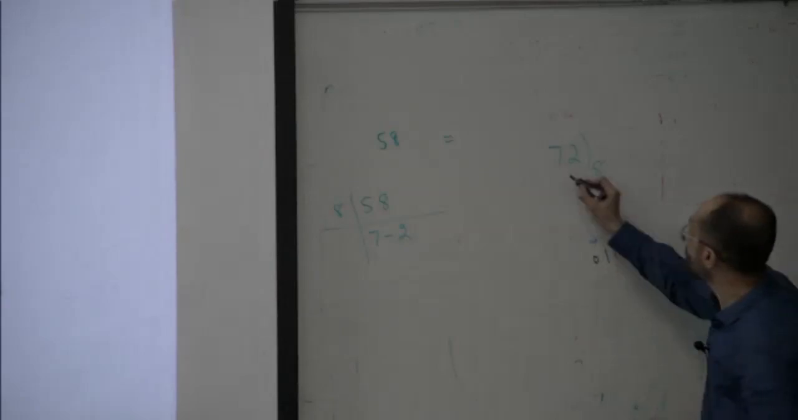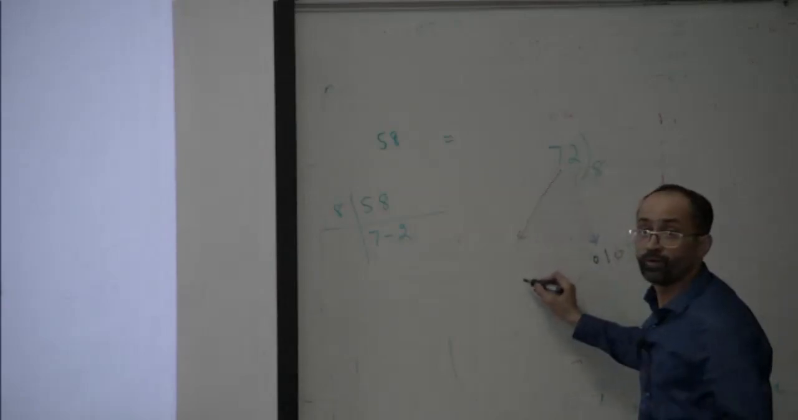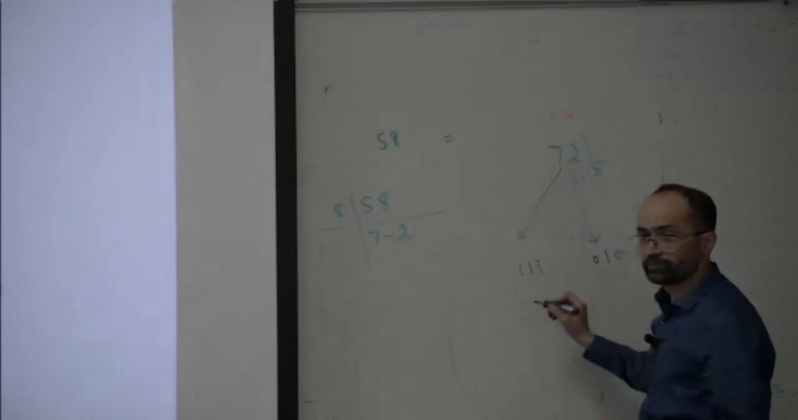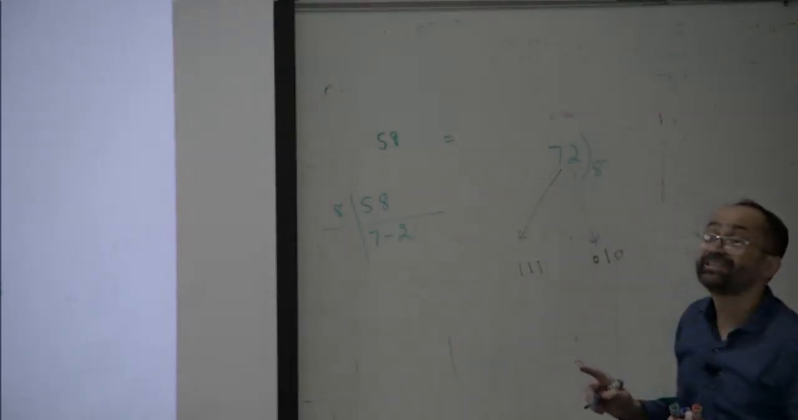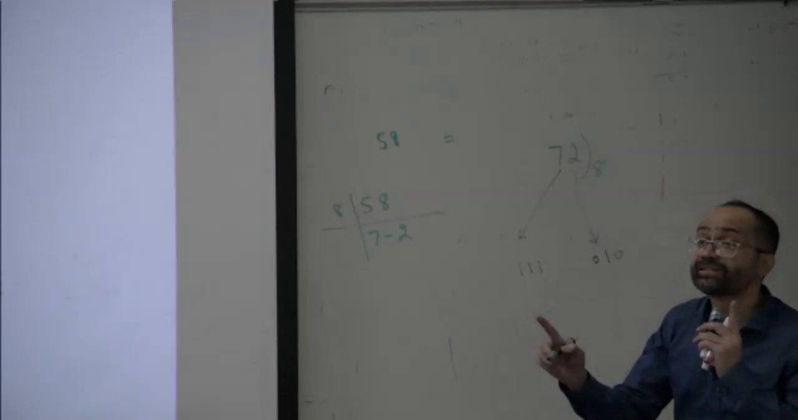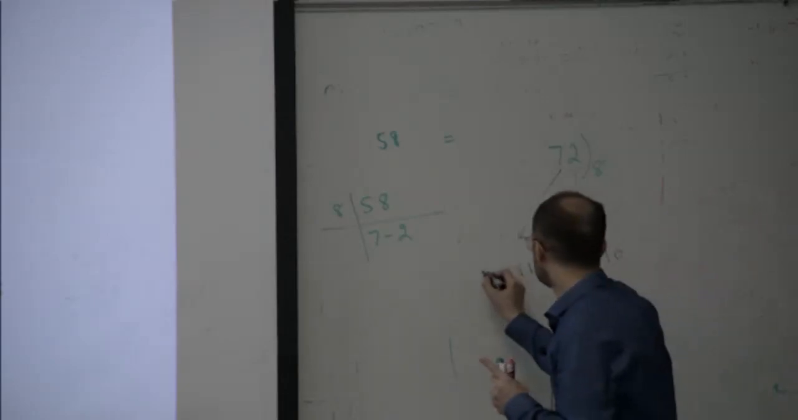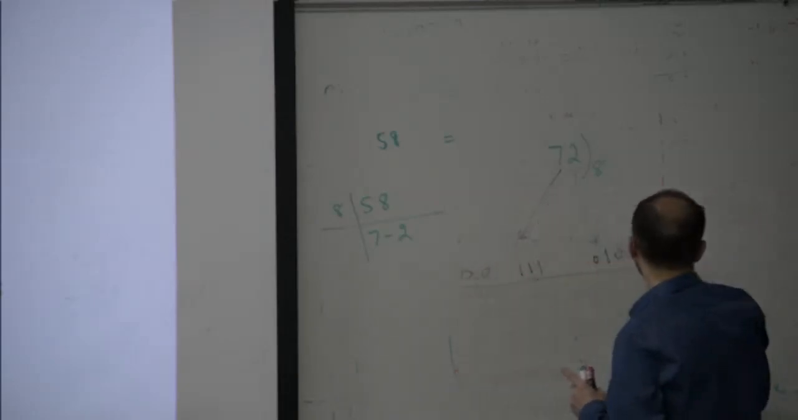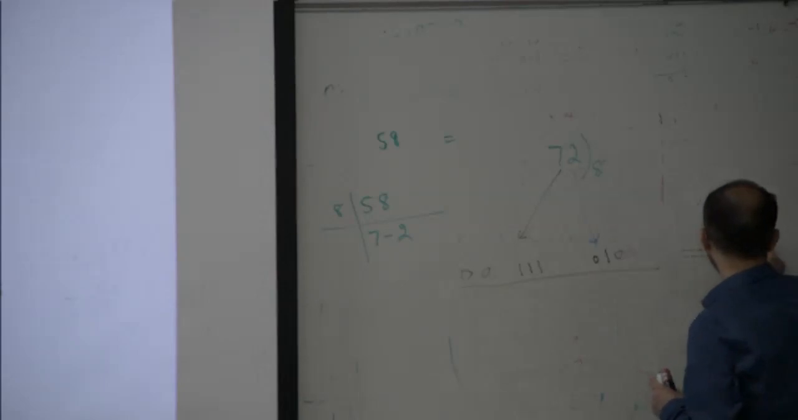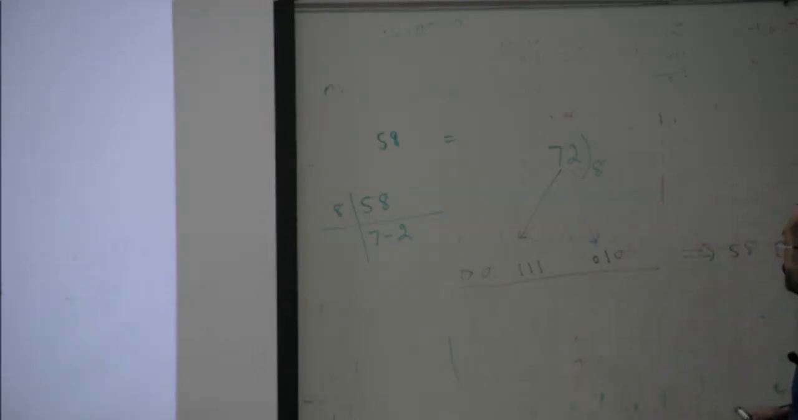0, 1, 0. What is 7? 1, 1, 1. And we need how many bits? 8 bits. 0, 0. So this is equal to what? 58. How do we compute 58?